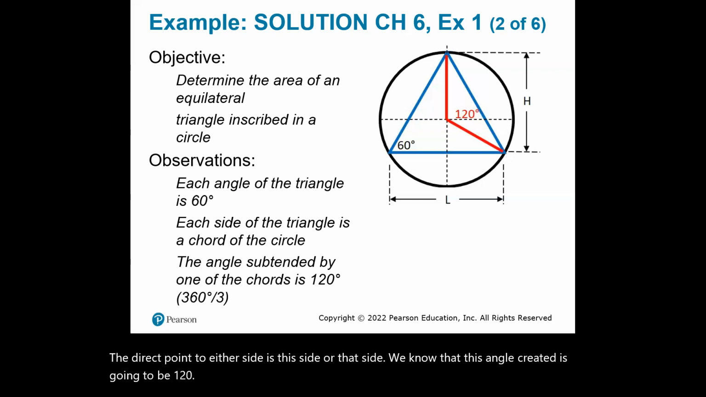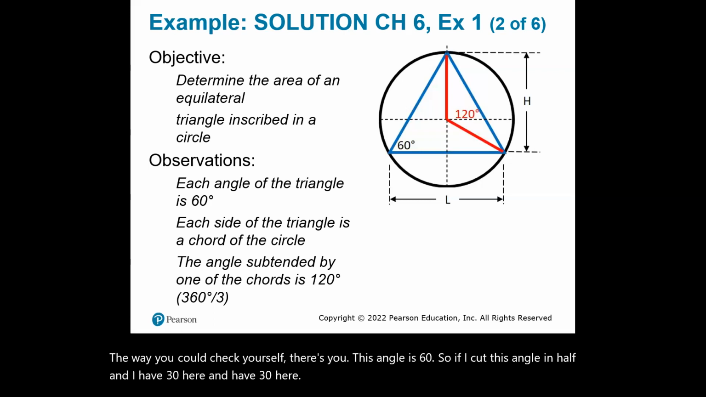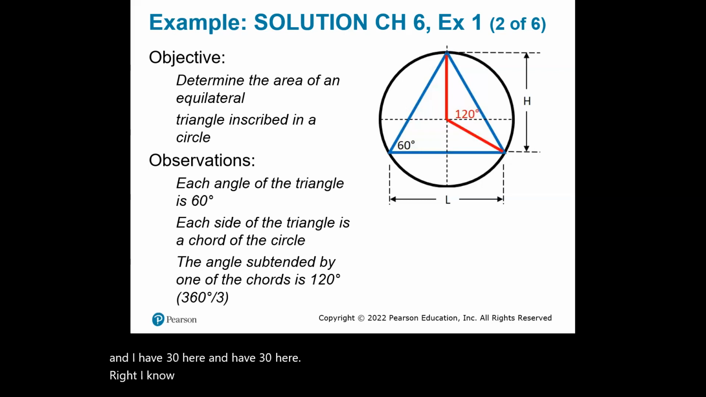Now, the way you could check yourself is, this angle is 60. If I cut this angle in half, I have 30 here and 30 here, right? I know that this angle here is going to be 30 as well. So 30 plus 30 is 60, so this angle here would have to be 120. All right, so that's what we get there.